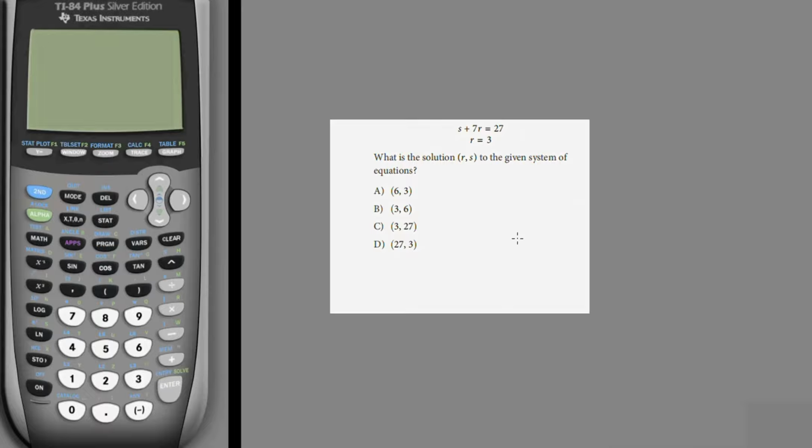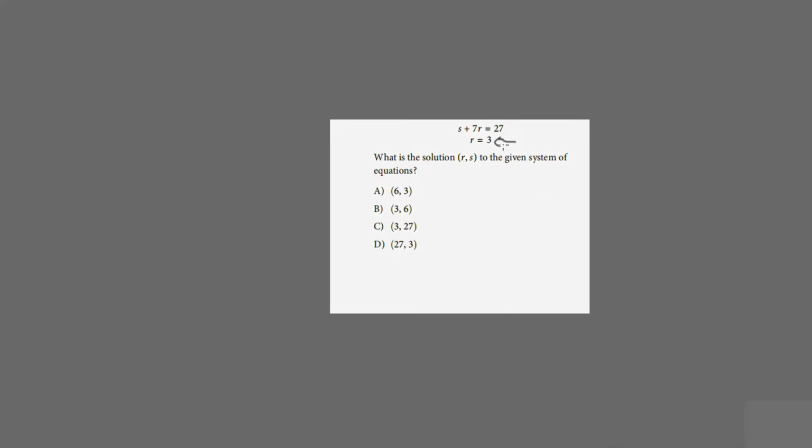In the question, we already have the value of r, which is 3. So what you're going to do now to get the value of x is to substitute this value of r here in this first equation. So let's do it, guys. It will now be x plus 7 times 3 equals 27. So we're going to have x plus 21 equals 27.